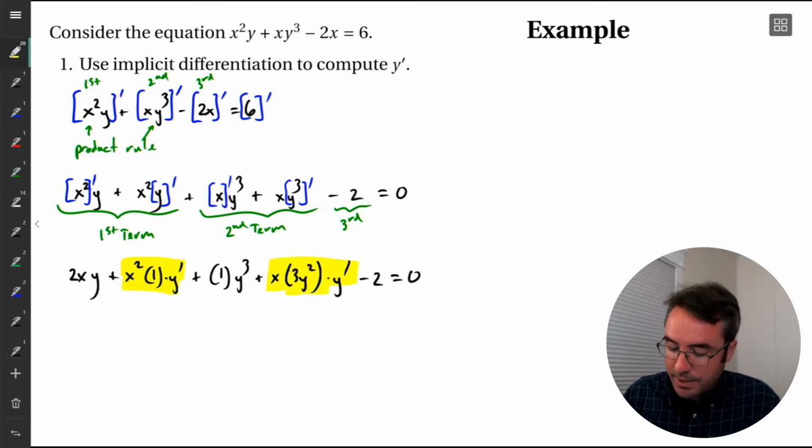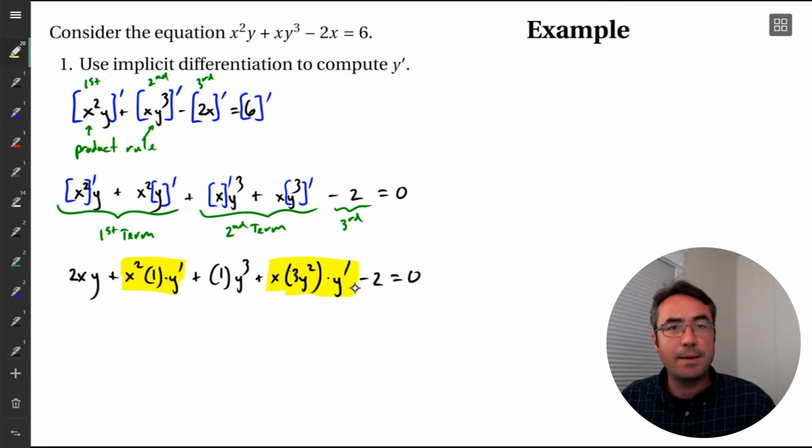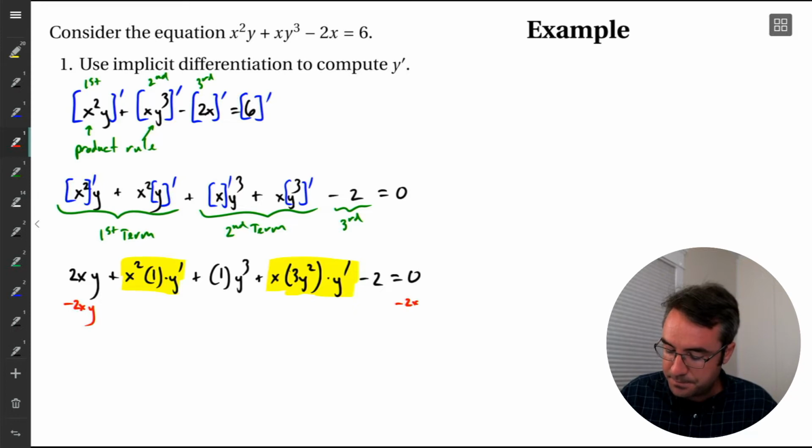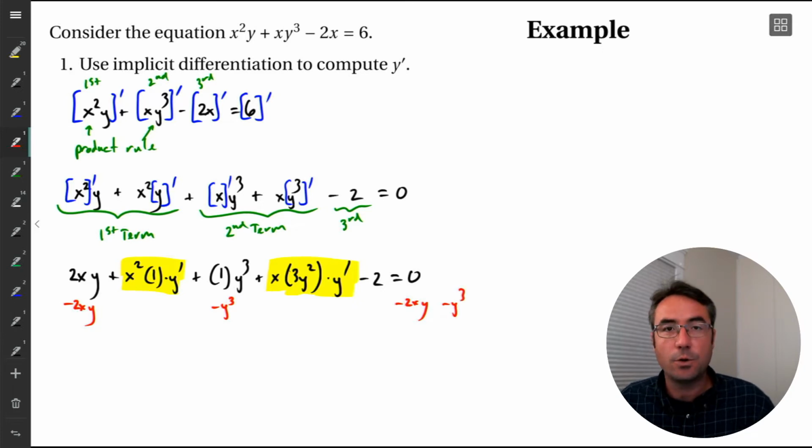So we want to keep these on the left. And then anything that doesn't have a y prime, we're going to move those to the other side of our equation. So we're going to subtract 2xy from both sides to get it over. We're going to subtract y cubed from both sides to get it over to the other side. And then we have a minus 2, so we want to add 2 to both sides so that we kind of get rid of it on the left.